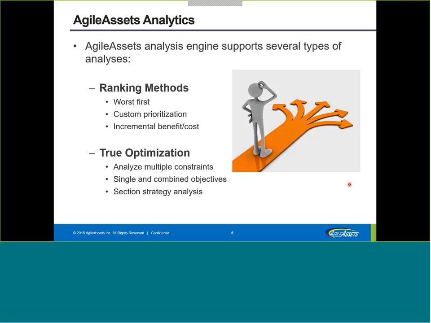But our real claim to fame and our real approach to asset management and pavement management in particular is the true optimization that we have in the software. It allows you to analyze multiple constraints. It allows you to look at single and combined objectives and look at strategies across sections as well. And this is where we think that we really differentiate ourselves from everyone else out there.